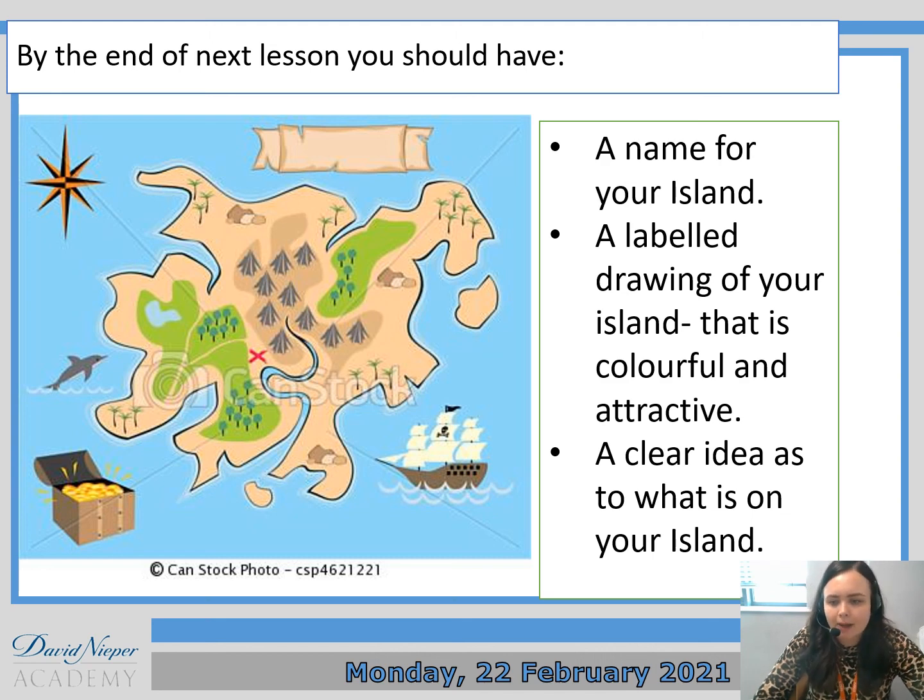So what I would like by the end of next lesson is a name for your island, a labelled drawing of your island that is colourful and attractive, and a clear idea as to what is on your island, because that's going to feed very heavily into what we do next lesson.